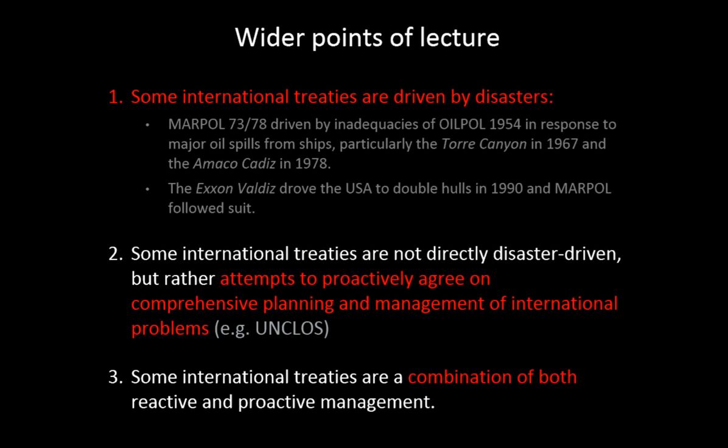Now, there are some international treaties that are not directly disaster-driven, but rather attempts to proactively agree on a comprehensive planning and management of international problems. UNCLOS, that we're going to consider in the next lecture, is an example of that. It's not driven by disaster. You're trying to get ahead and agree on things before they happen and manage them ahead of time. And in between, some international treaties are a combination of both reactive and proactive management.